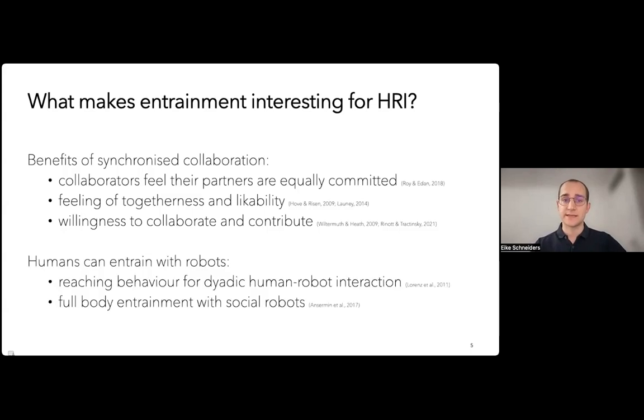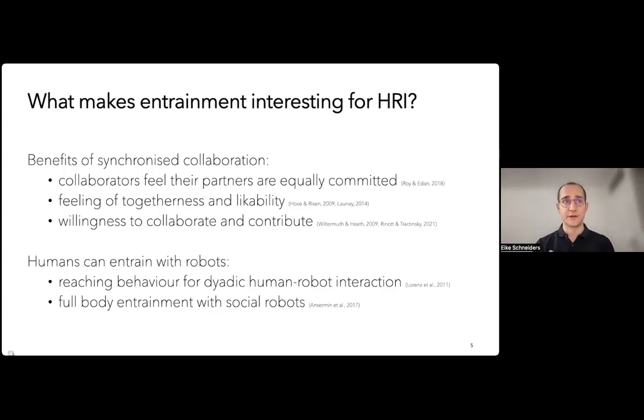But how does this tendency look when we work with robots? So a small body of prior literature exists that has shown this entrainment also can happen between humans and robots in dyadic settings as well. And examples here include Lawrence et al., who have shown that simple back and forth reaching movement can lead to entrainment between one human and one robotic collaborator.